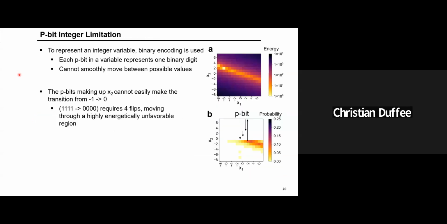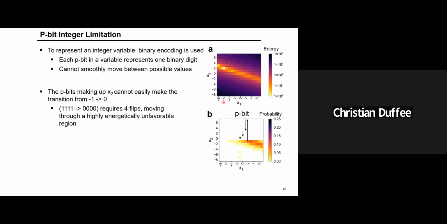So there is a way to represent integer variables using p-bits. This is typically done using a binary encoding format. So you have one p-bit that represents the ones place, one p-bit that represents the twos place, and so on. And this does work, but it has some interesting behavior that is not immediately obvious, I believe.